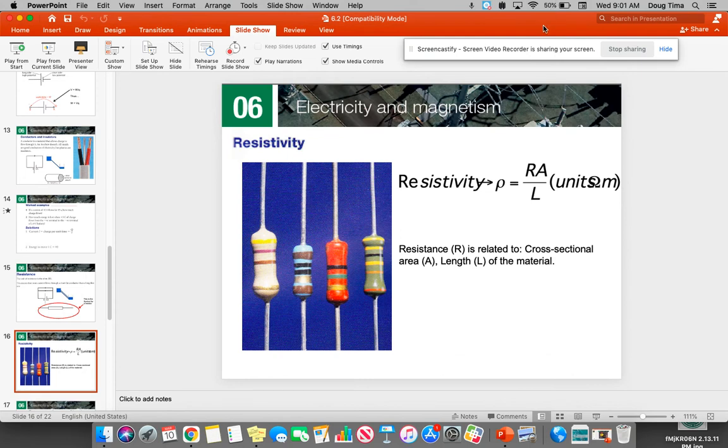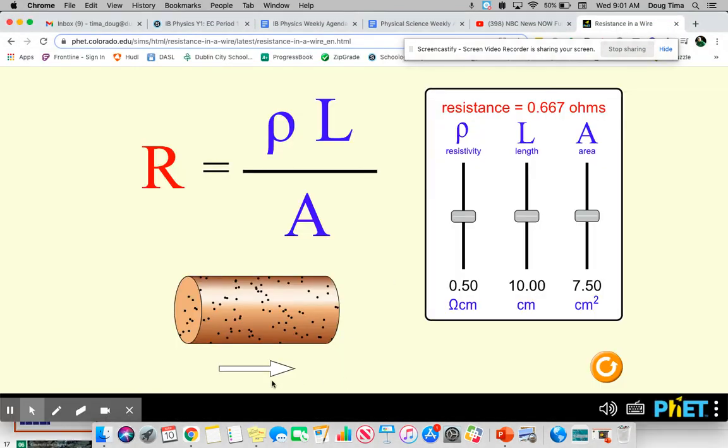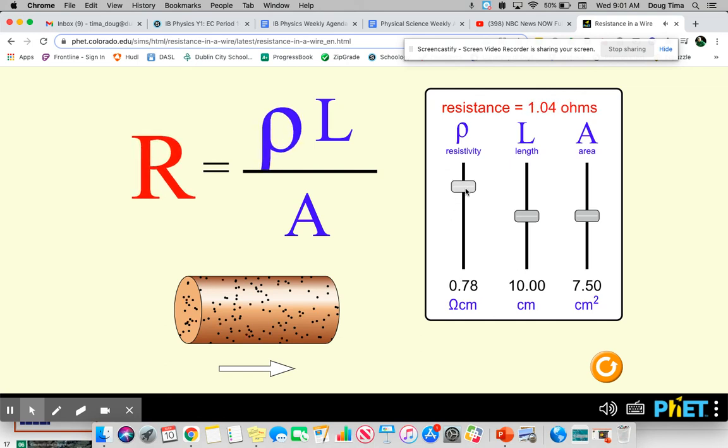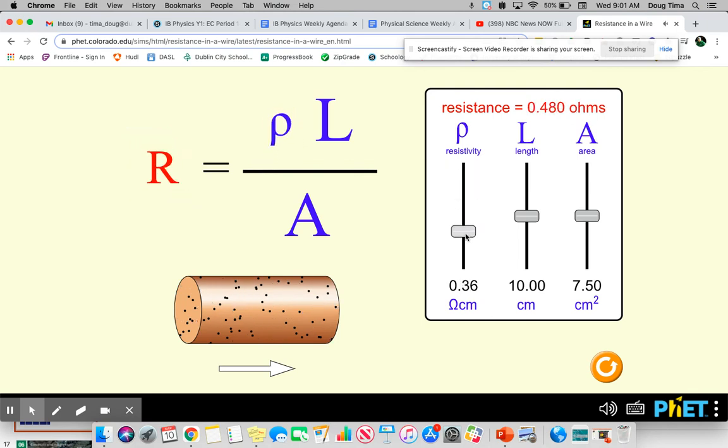Let me come out here and open this up. All right, so for example, if we look at this relationship, now this has substituted the rho and the R. We flipped them, so that we're kind of looking at resistance. If we increase the resistivity, notice the resistance goes up. What is that doing? The resistivity is all those little particles, or the density inside the wire.